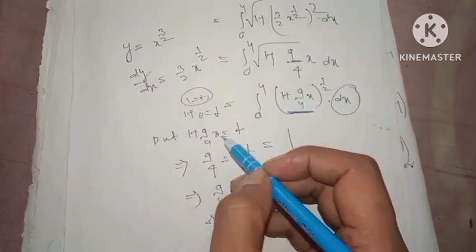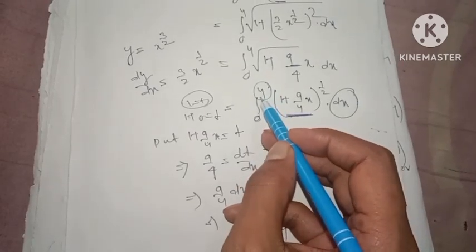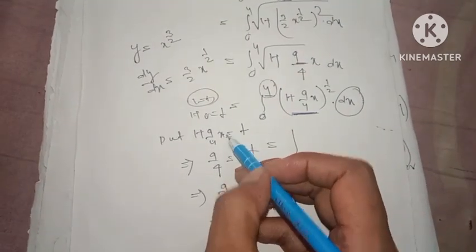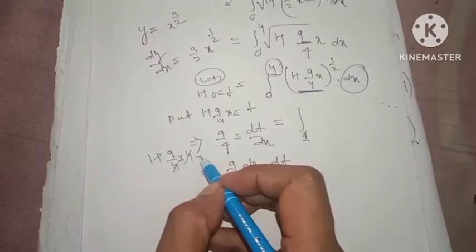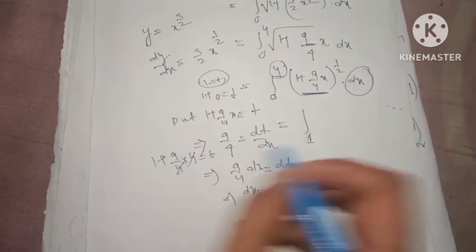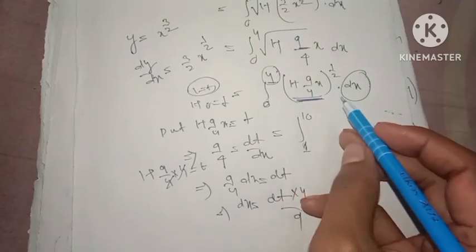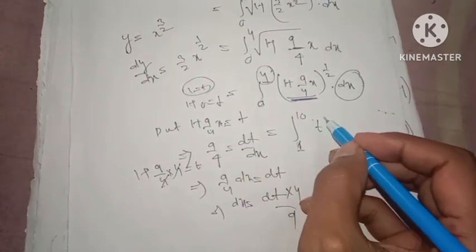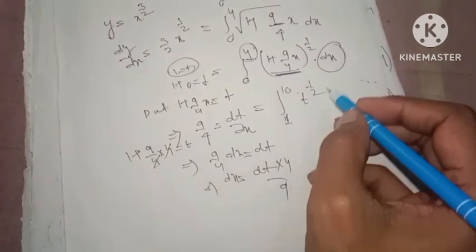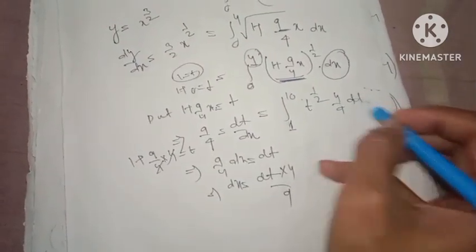If you put the upper limit of x, x equal to 4, so 1 plus 9 by 4 into 4. So 4 cancels. What is the value of t? t equal to 9 plus 1 equal to 10. So t is 1 plus 9 by 4 into x. So t to the power half dx will be 4 by 9 dt.